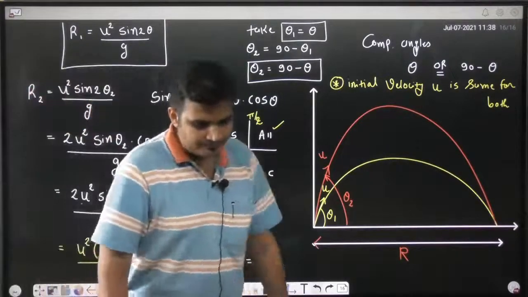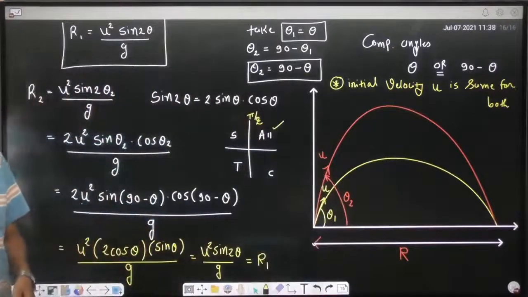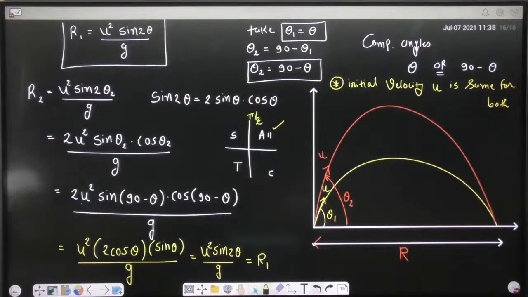Yes, if the ranges are the same then you can derive that equation for time of flight, t1 square plus t2 square.